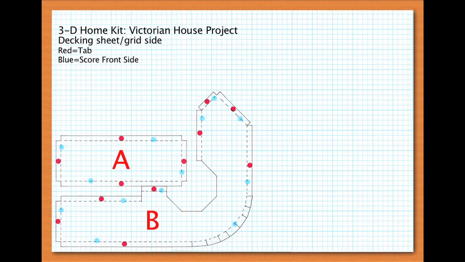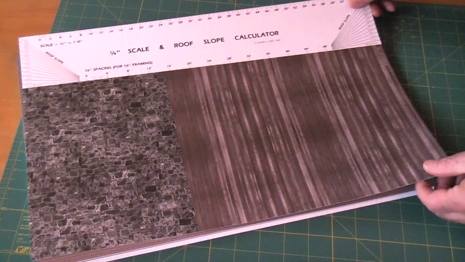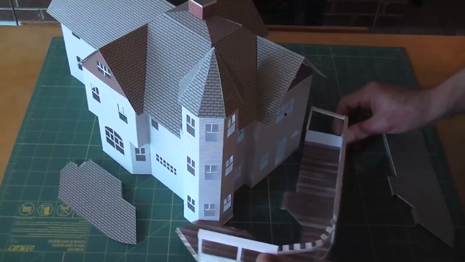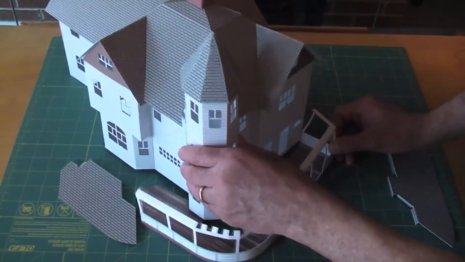This is the grid side of the deck and stone sheet. This sheet also has a scale and roof slope calculator. Use this sheet to make the floors on the front and side decks. Custom cut the deck to fit around the turret.